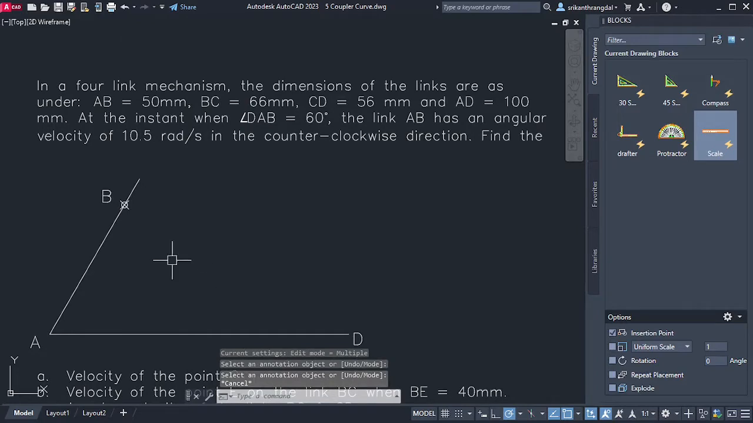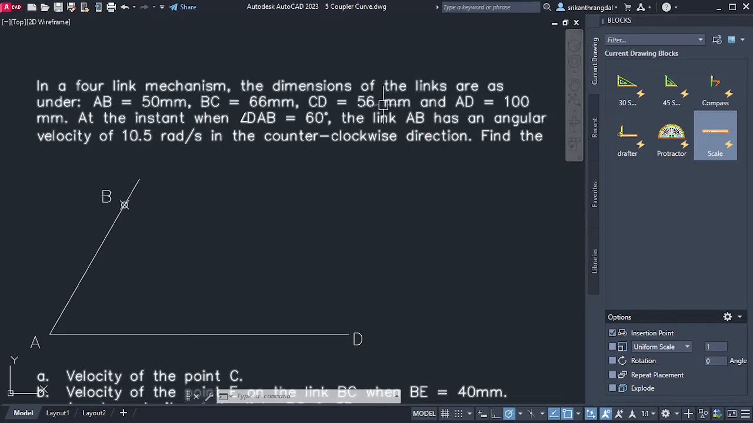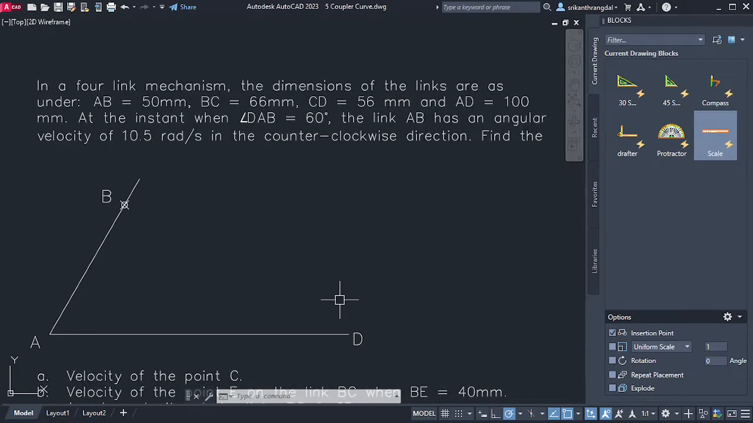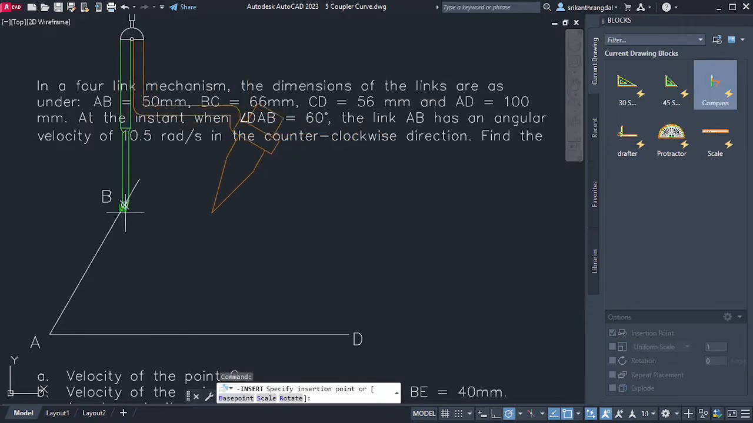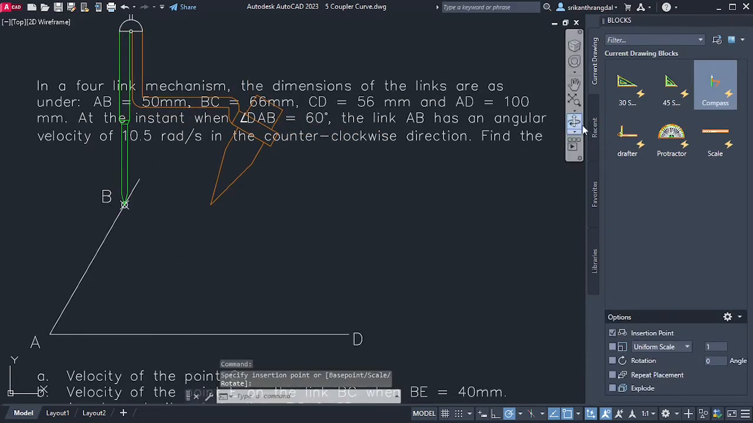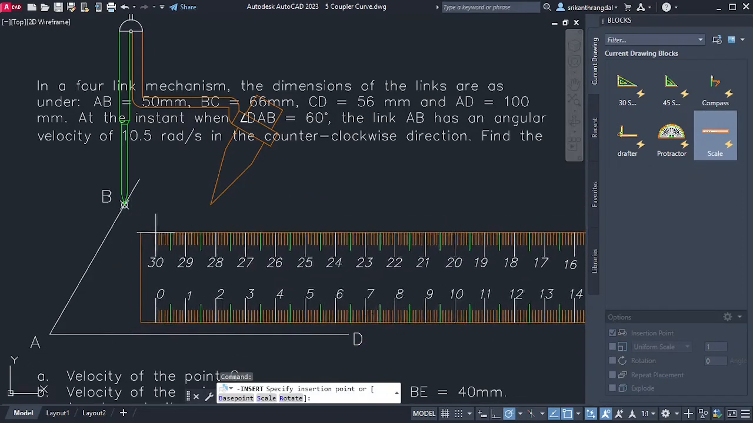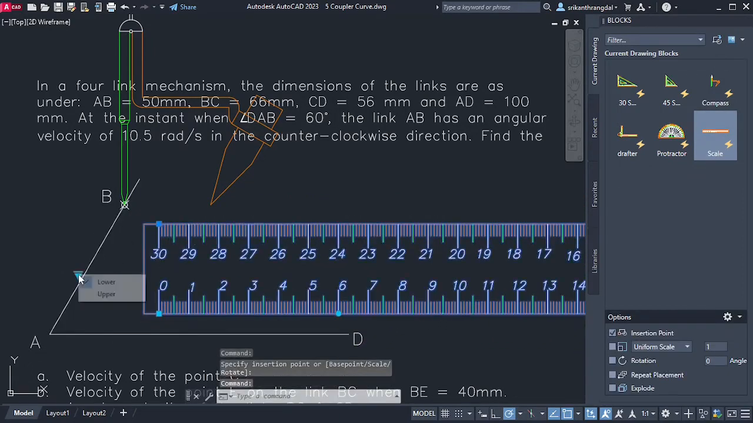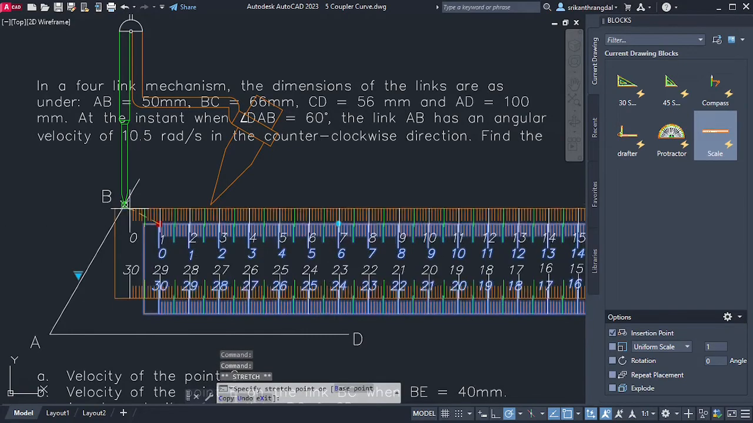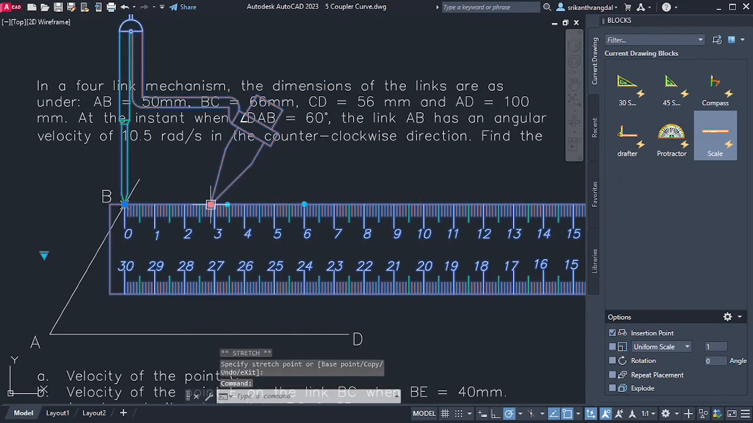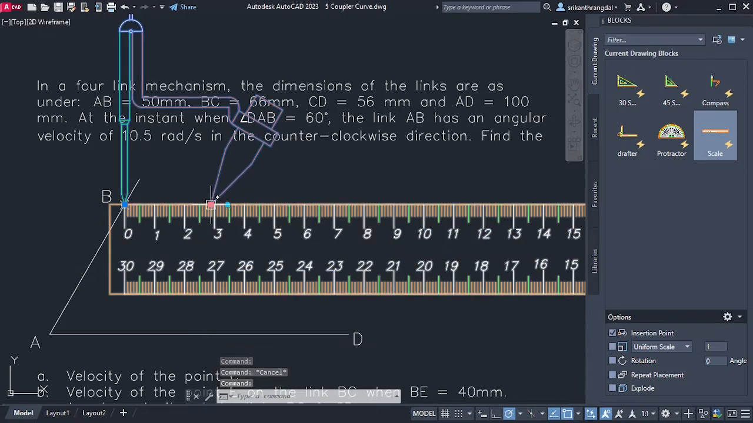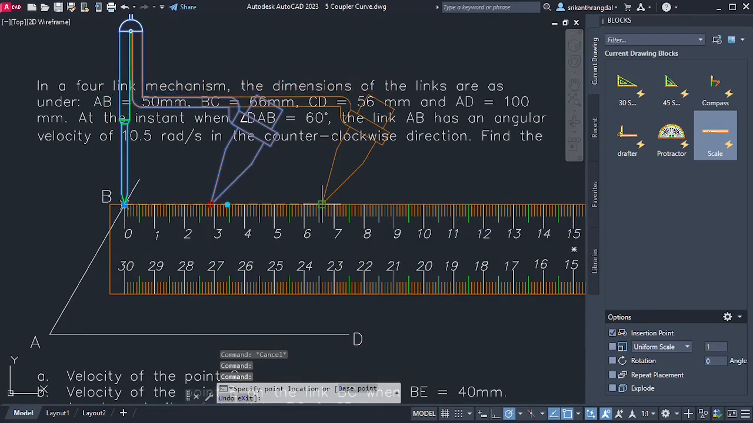Now that we have taken the angle as 60 degrees and the length as 50 mm, we'll have to find the other two lengths, that is BC and CD. The BC length you can see has been given to us. Let's use this measurement, and the length that we want here is the BC length. BC is 66. Take 66.